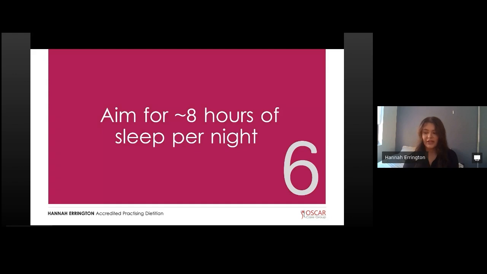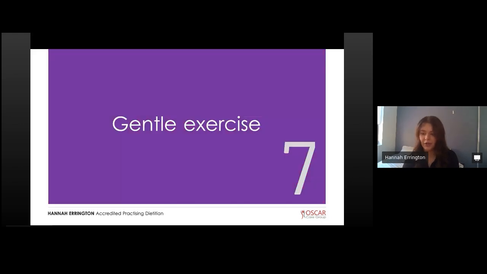Aiming for 8 hours of sleep per night. Most adults need 7 to 9 hours of sleep per night, with women generally needing a little bit more than men. A lack of sleep has been shown to impact our stress and our mental health, and as I mentioned before, our dietary choices, as we tend to lean more towards more processed and energy-dense foods. And research has also shown that there's a direct link between the quality of our sleep and our gut microbiome being healthy and flourishing. So we need to make sure that we are prioritizing our sleep.